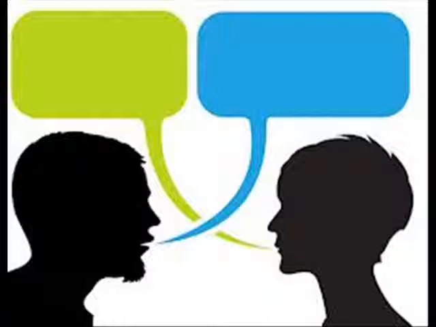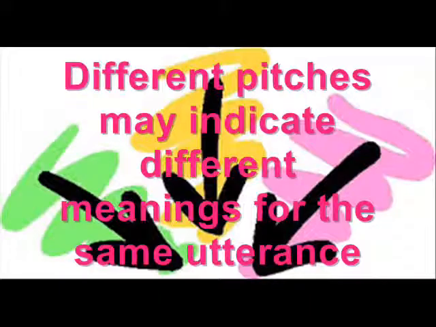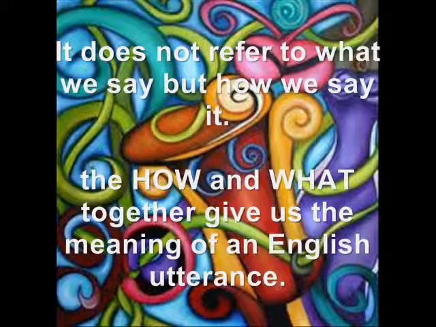Then, intonation is used to focus the listener on what is relevant in the message. Besides, different pitches may indicate different meanings for the same utterance. Different pitches help to express the feelings: happiness, sadness, surprise, annoyance, anger, and so on. It does not refer to what we say, but how we say it. However, these two aspects are really important in communication because the how and what together give us the meaning of an English utterance.